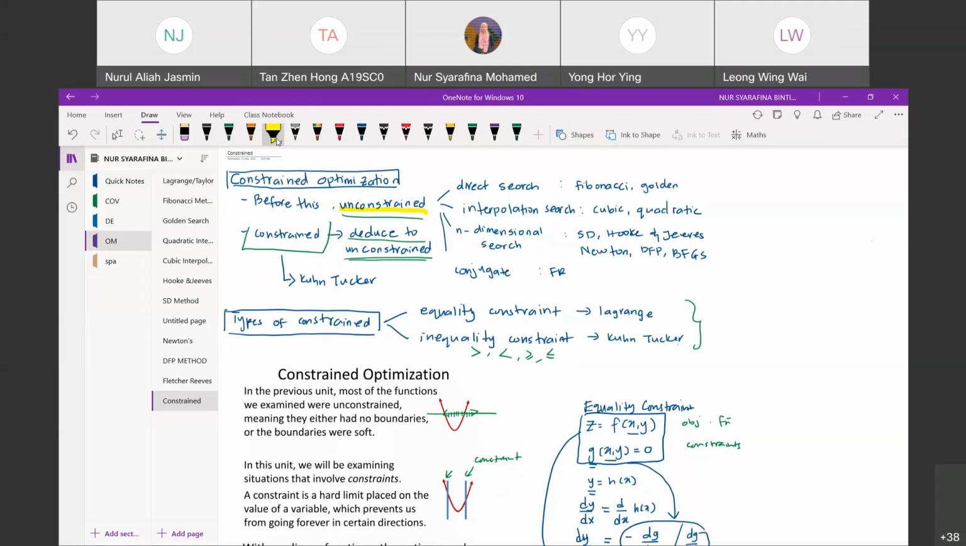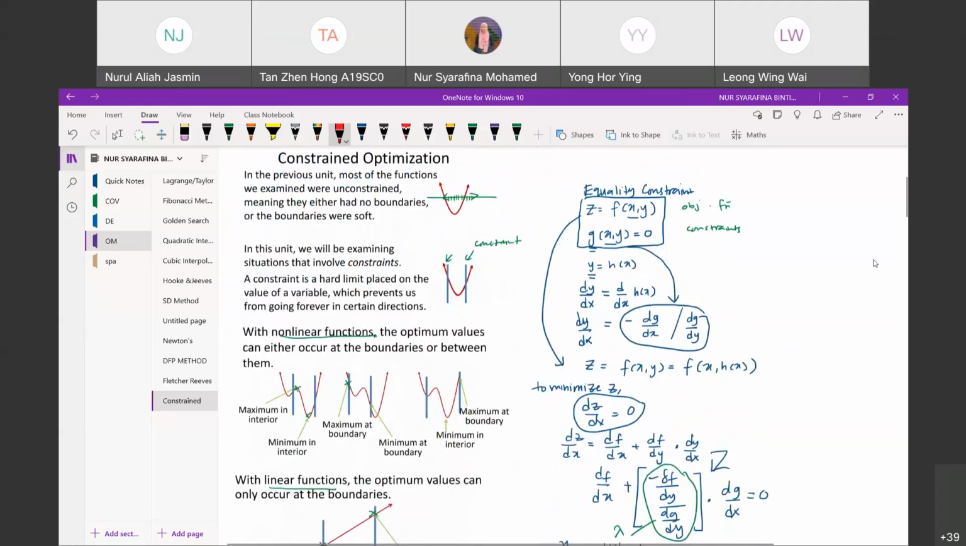So one of the methods is Kuhn-Tucker, okay? And there are two types of constrained optimization. The first one is equality, where we have done the Lagrange multiplier. It's quite easy, just adding the lambda there. And then for inequality constraint, we have been introduced to this Kuhn-Tucker. So there is one method to solve the inequality constraint, which is the Kuhn-Tucker method, using the Kuhn-Tucker conditions. All right.